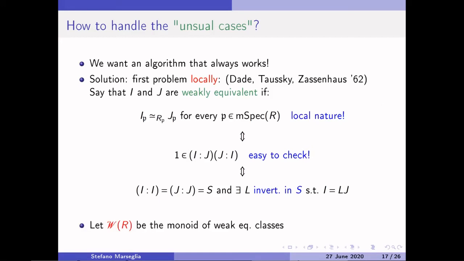As the name suggests, this is an equivalence relation, and I will denote by WR the monoid of the weak equivalence classes. Again, it's a monoid under ideal multiplication, and the proof is very easy and can be obtained from any of the previous definitions. So we have a monoid of weak equivalence classes.